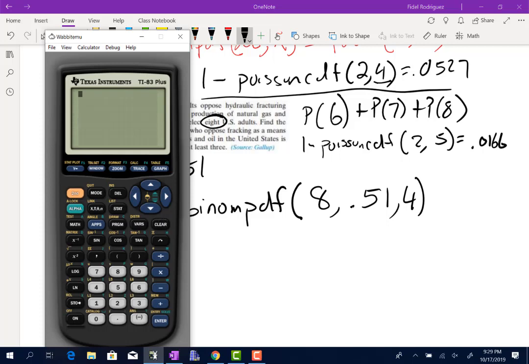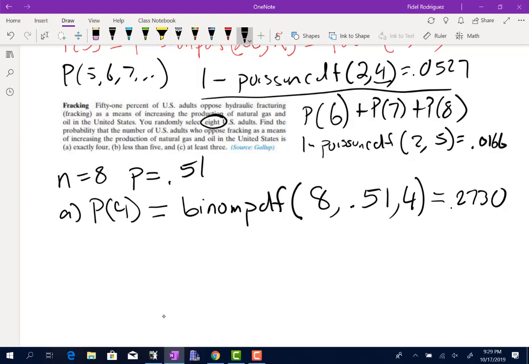Okay. So again, I'm going to grab my calculator right here. Let me clear that out. So let's go second, vars. We're going to go to binomial PDF. And I'm going to enter in my numbers. Remember, if your calculator is newer, it's going to ask you for the number of trials. You'll put 8. What's the probability? You're going to put 0.51. And then what's the number you're looking for, your x? You'll put 4. And when you do that, this is what's going to come out on your screen. I'm coming up with 0.2730.